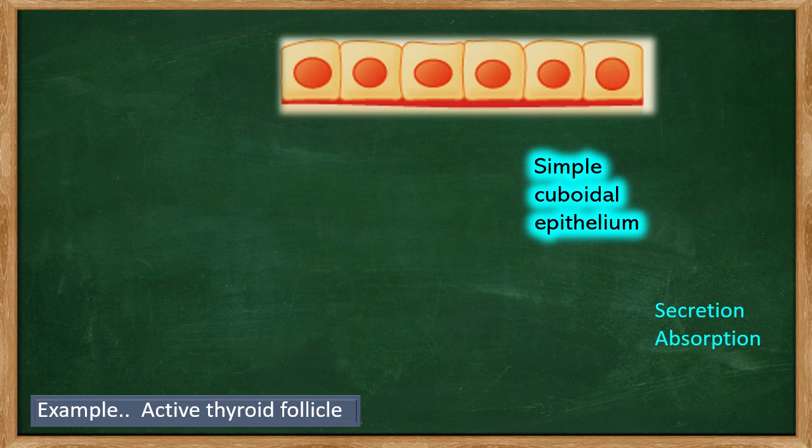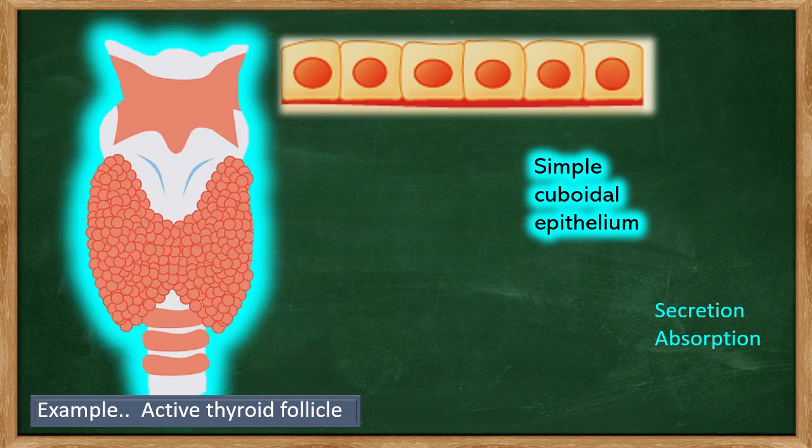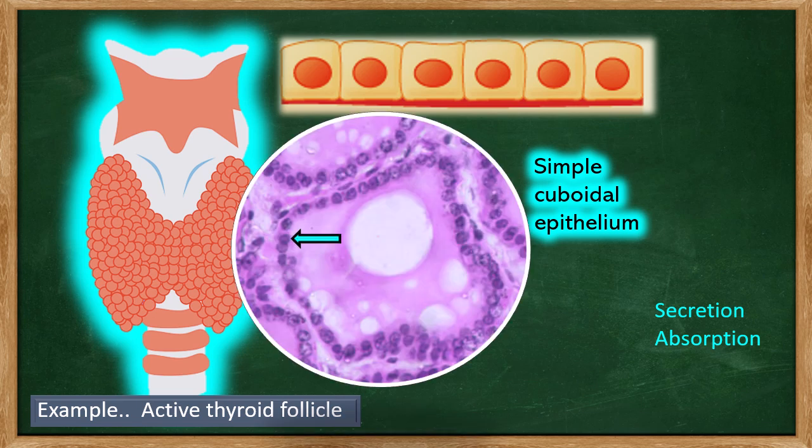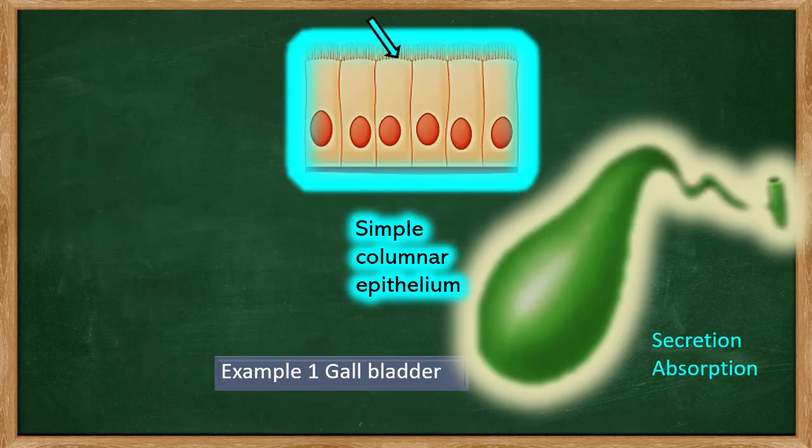Next, simple cuboidal epithelium. Example will be thyroid follicle. This is the thyroid gland, and in histological section you can see this is the thyroid follicle, one thyroid follicle, and what is shown by the blue-green colored arrow is the cuboidal cells. Secretion and absorption are the attributes of this particular type of epithelium.